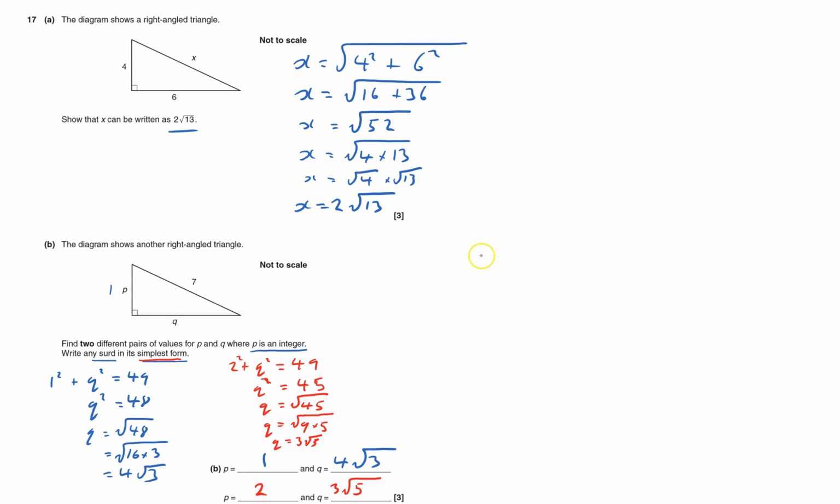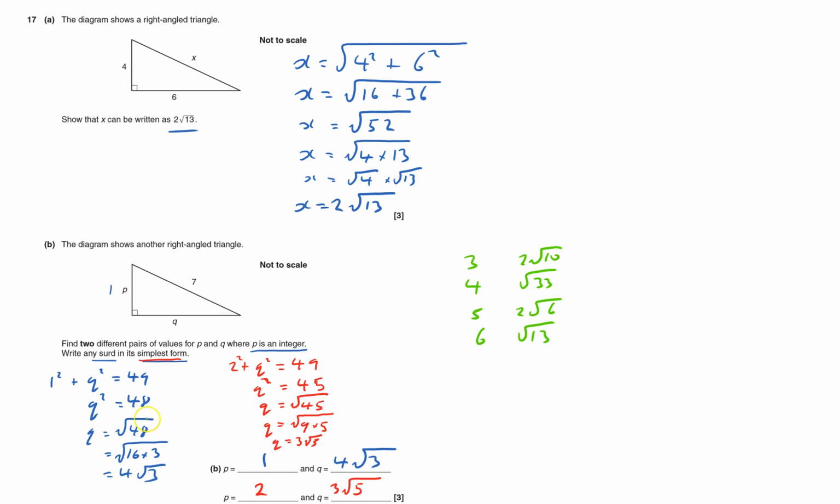Other ones you could have, I'll do them in green. You could have 3 and 2 root 10. You could have 4 and root 33. You could have 5 and 2 root 6. And you have 6 and root 13.